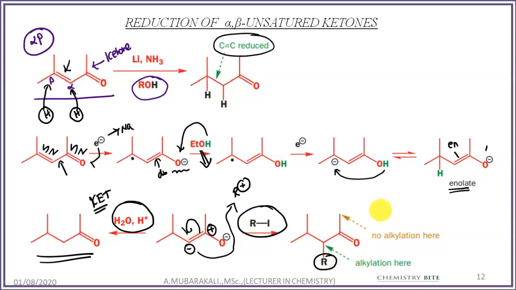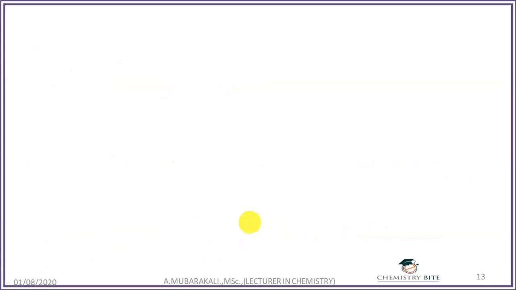So remember this point. After the formation of the enolate ion, if I am reacting it with an alkyl iodide, that alkyl part of the iodide will attack that side of the enolate which is more sterically hindered, where more alkyl groups are present. So there is no alkylation on the least sterically hindered group, but there is alkylation on the most sterically hindered group. Instead of reacting the enolate ion with an alkyl iodide, if you are reacting with any other proton source, you will get a ketone as a product.